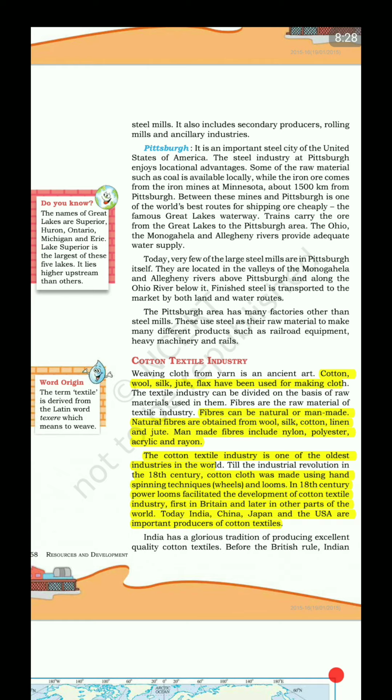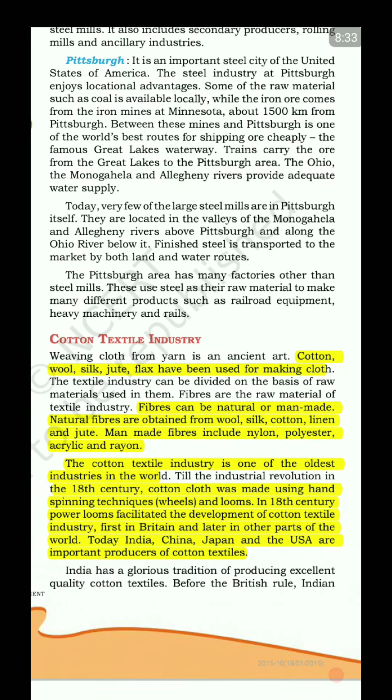All right. A very important takeaway from this was that even the flax, which in Hindi we call alsi, is used for making cloth. I was shocked. Yes, cotton, wool, silk, jute, flax have been used for making cloth. The textile industry can be divided on the basis of the raw material used in them. As I've already told, it can either be natural, like wool, silk, cotton, linen. Yes, linen is produced from the flax.